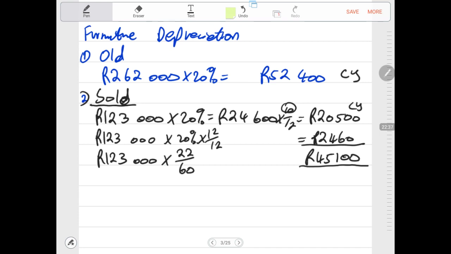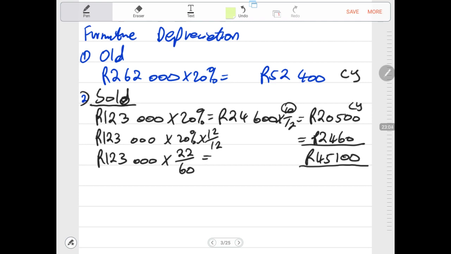Do you know where the 60 is coming from? It's because the useful life of this asset is 5 years, and the number of months in 5 years is 60 months. So I just want to say how many months was the furniture in the business, and how many months was it supposed to be depreciating, which is 60 months, 60 months being 5 years, 5 years being 20%. Please remember that one. You can go and refer to it.